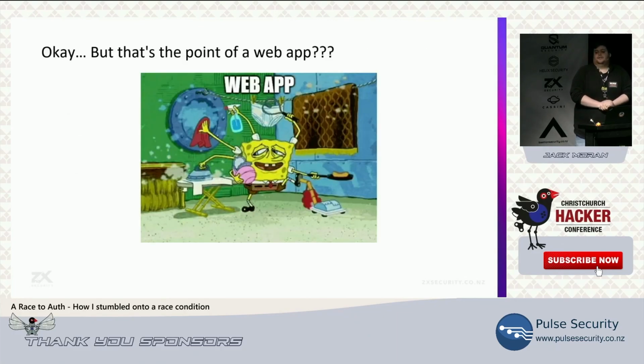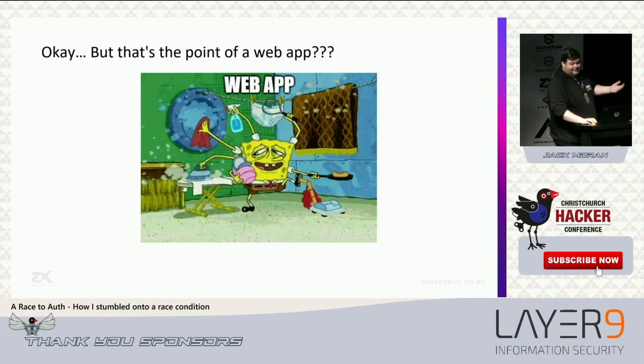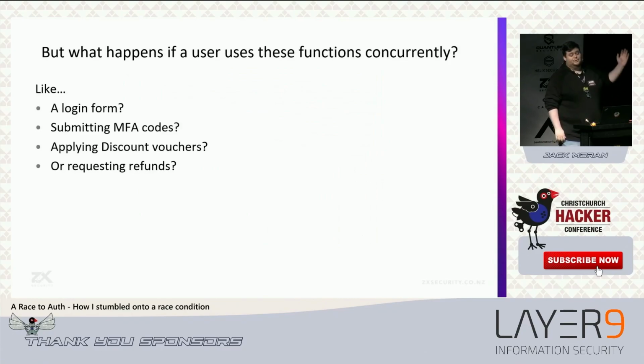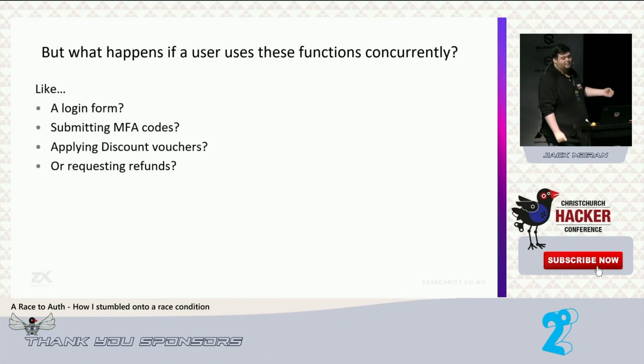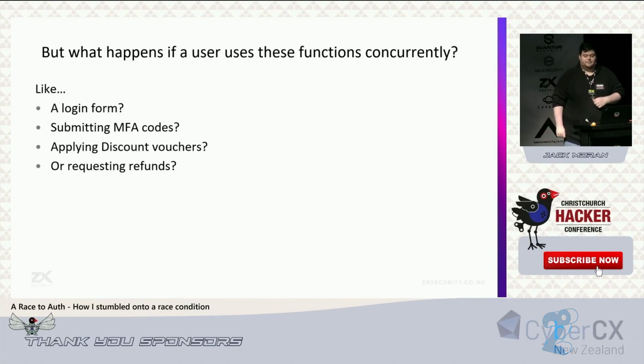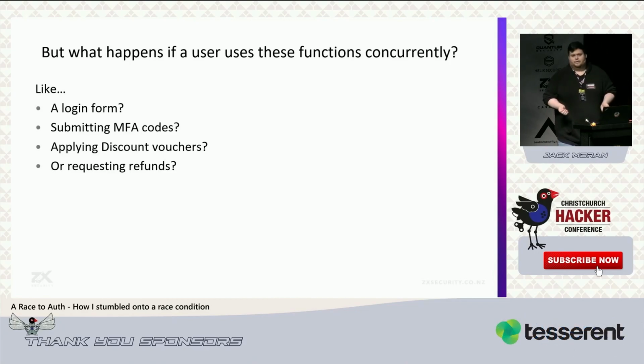But is this not the point of a web application, to do multiple things at the same time? You'd think, and that is the case, but what happens if one user is the one that uses them concurrently? Like a login form, submitting MFA codes, applying discount vouchers, or requesting refunds. All of these should have limits in place and be accounted for, right? So brute force protection on the login form, or valid time windows for MFA codes, vouchers that should only be used once per transaction, or 1 refund per purchase. These limits can cause race conditions if not implemented correctly, specifically known as limit overruns.